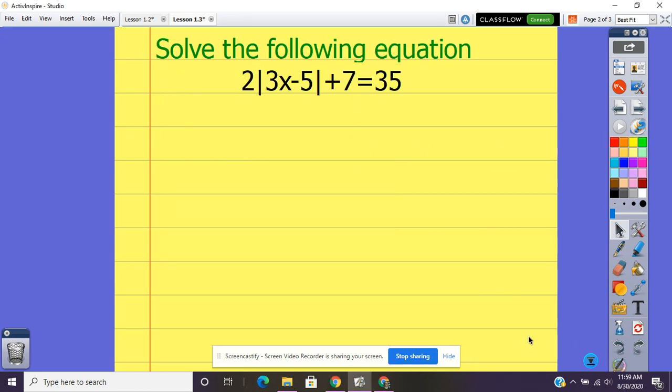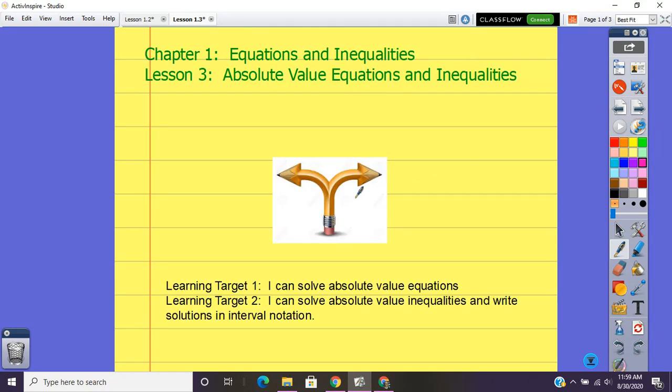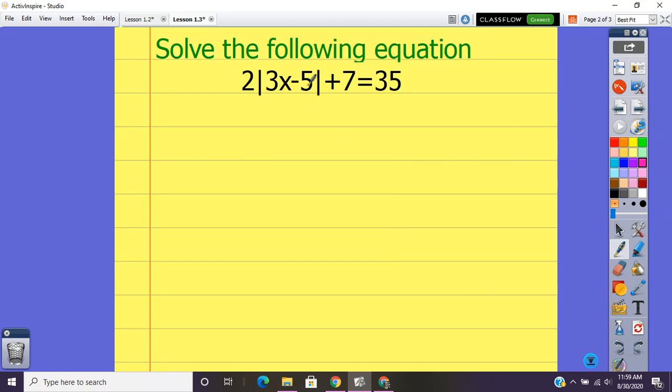So let's solve the following equation. The equations themselves are probably some of the easier ones to do, but they still have a few steps. On my front page here, I do have this two-way arrow, which is very fitting because this will break into two equations. So let's get this absolute value by itself first. We're going to ignore this 3x minus 5 and get rid of the 7 and the 2 to start with. So we're going to subtract the 7 and then divide by 2. I'm going to write |3x minus 5|, keeping that in the absolute value, is equal to 14. Subtracting the 7 takes us to 28, and dividing by 2 is 14.